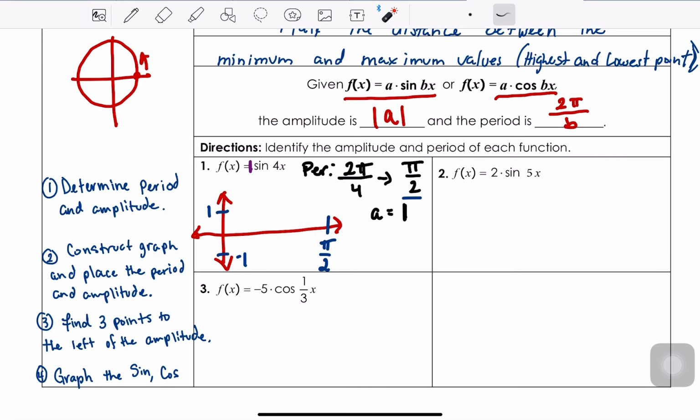So let's begin. We're going to find this point here, which is the halfway point between 0 and pi over 2. The best thing to do is literally just half of pi over 2.